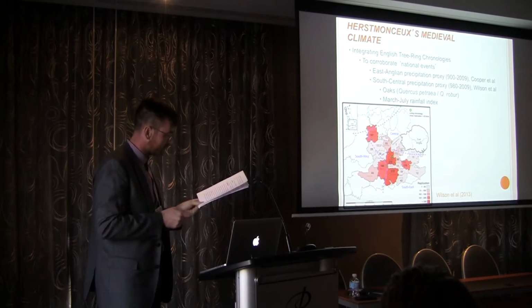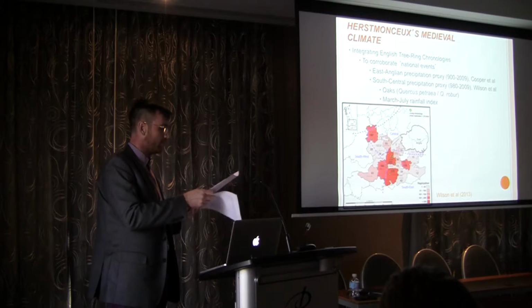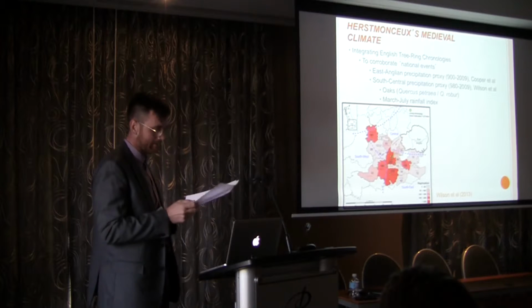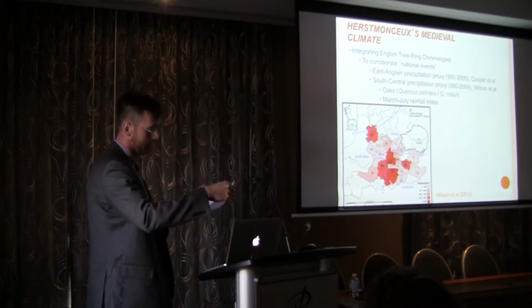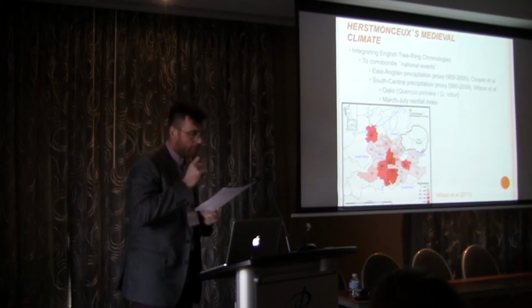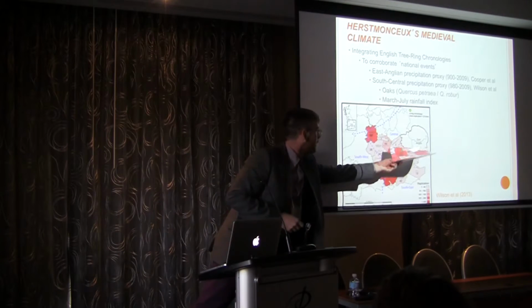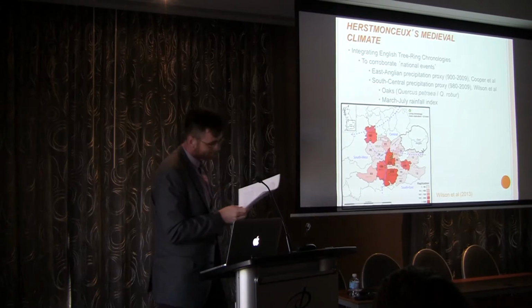These 2 tree ring series provide us with a proxy for March through July rainfall on a year-by-year basis, extending back to roughly 900 AD. The first concerns East Anglia, and as such, I won't be talking about it today. Right here for those in the back.